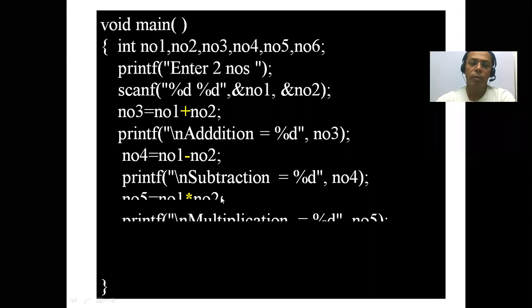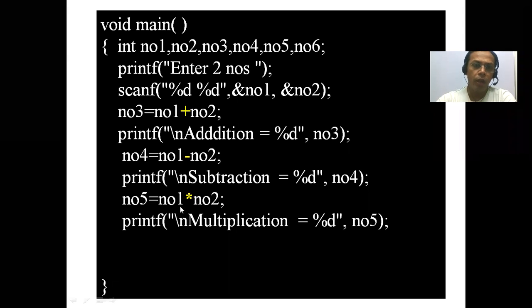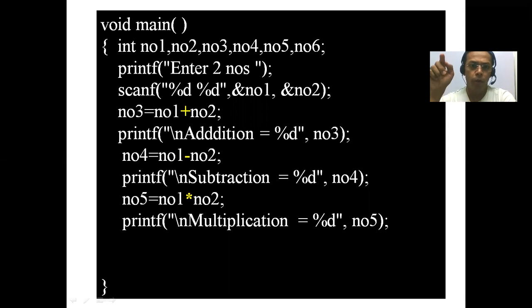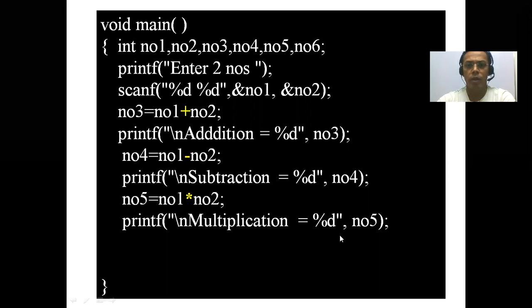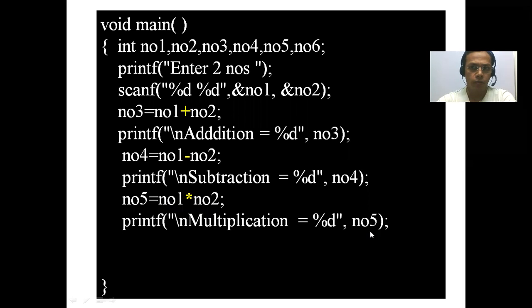Then similarly multiplication, NO1 into NO2. Now generally in mathematics, we use cross or X for multiplication. In computer we use star. Remember this, not X. So star is used for multiplication. So NO1 into NO2 gives you multiplication answer stored in another variable NO5. Print multiplication answer. Multiplication equal to %d and then NO5.